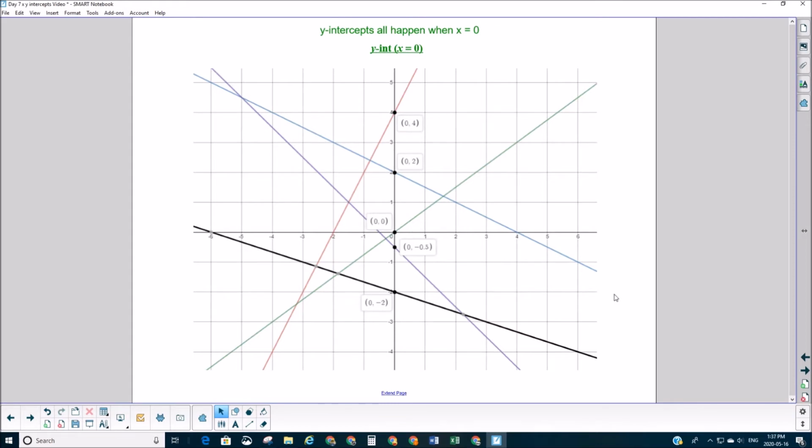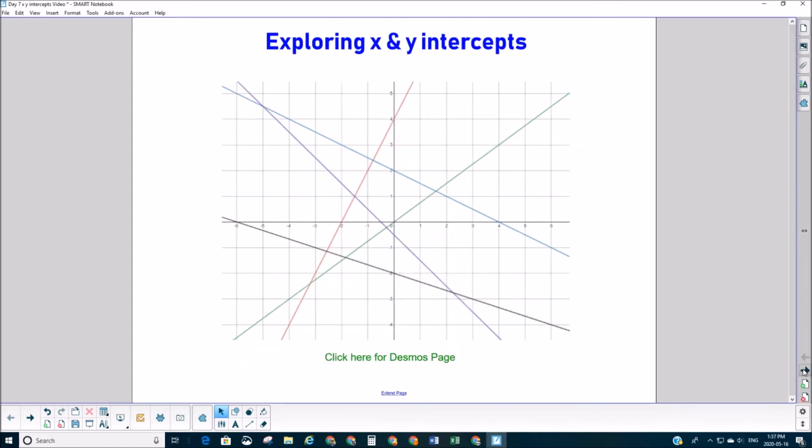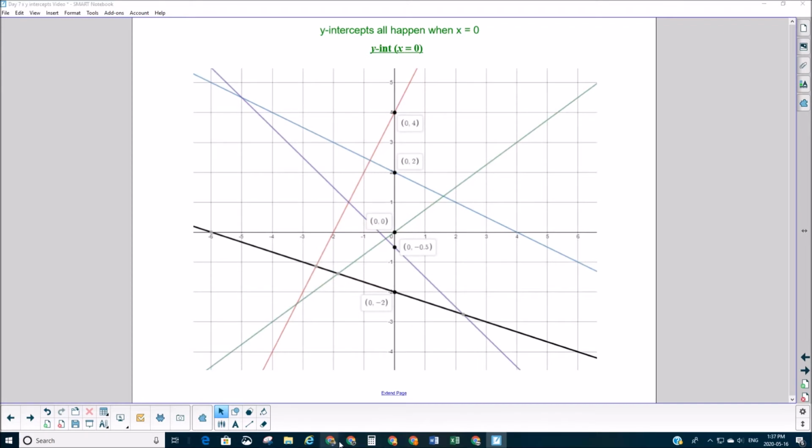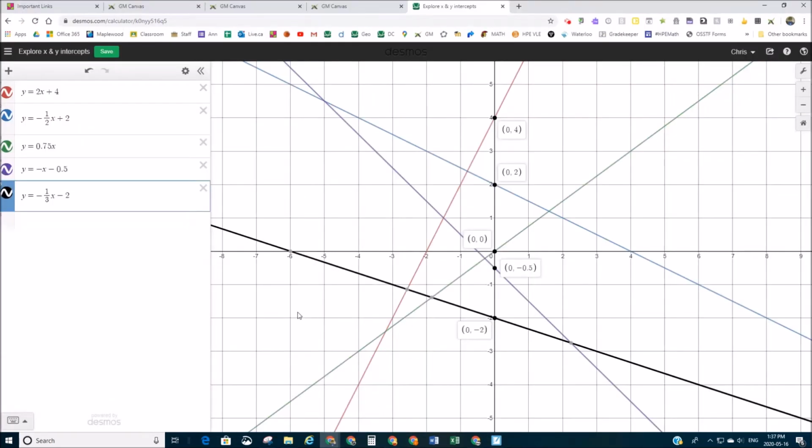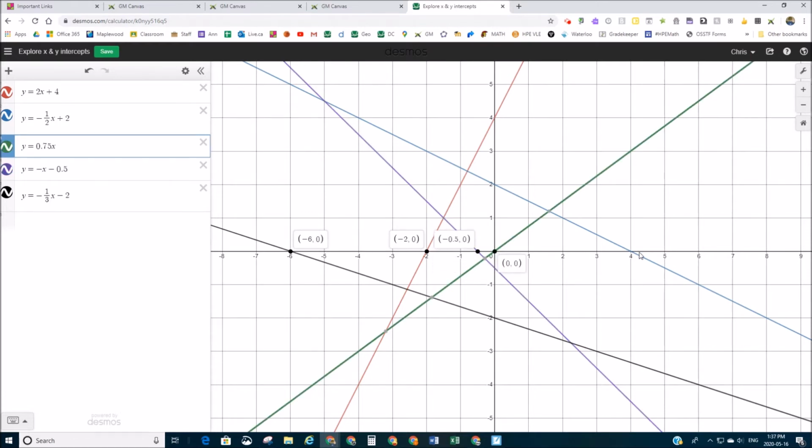Now let's investigate the X-intercepts. So the X-intercepts, if we go back to our Desmos graph now, let's just look at where they cross the X-axis. Well, the X-intercept for this one is negative 6. That was not easy to find in our equation. I wonder how we would. Here's another one, and this one crosses at negative 2. This one crosses at negative a half. This one crosses the x-axis at 0. And this one crosses at 4.